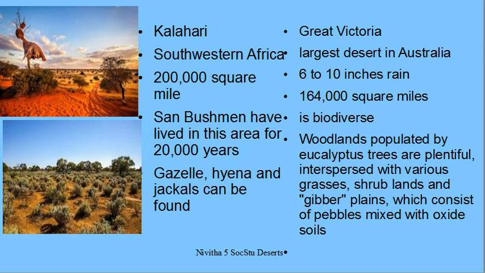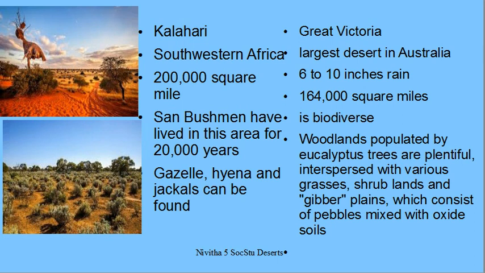The woodlands of the Great Victoria are populated by eucalyptus trees, interspersed by various grasses, shrublands and gibber plains, which consist of pebbles mixed with oxide and oils. So you have mineral wealth, you have stones and rocks, you have plants, you have lots of things in the Great Victorian Desert. One of the reasons why you have bushfire in Great Victorian Desert is because of the large grass and shrub lands.